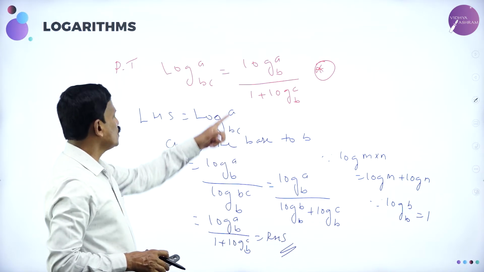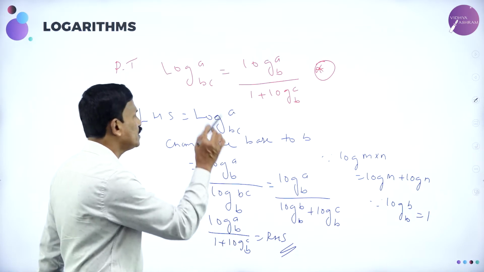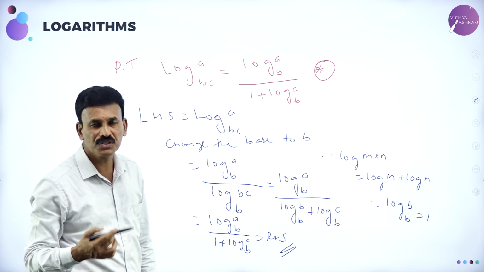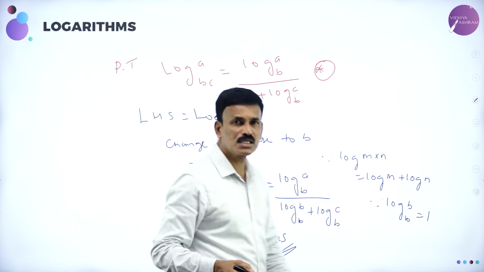See, log a to base b divided by 1 plus log of c to base b, which is the required RHS. That's it. Very important problem for 3 marks, just changing the base to b. That's it. Okay. Now let us come to the next problem.